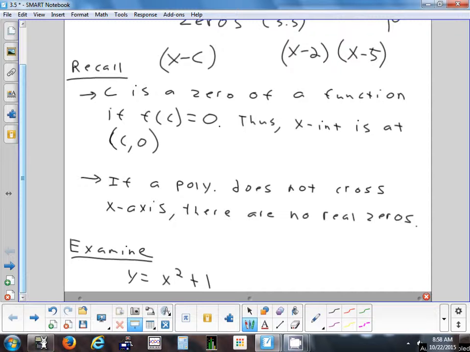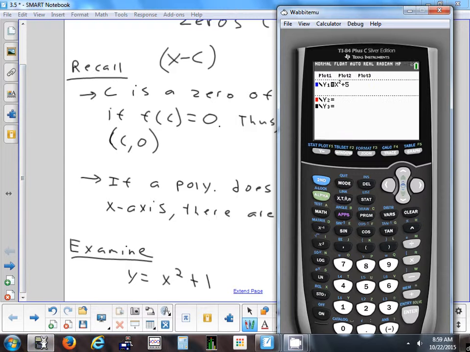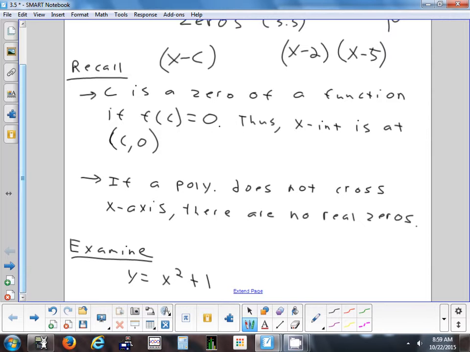All right, so let's take a look at this one. This is y equals x squared plus 1. Okay, so x squared is a parabola. And what does it do when you stick a plus 1 on the end? Yeah, it shifts it up 1. We talked about transformations back in chapter 2. So this is a parabola, which if we graph it, never crosses the x-axis, which means there are no real answers to this problem. Okay, any question on that?